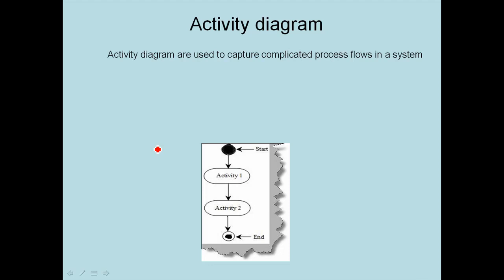Sometimes you also find scenarios where you need to show a pseudocode, or explain a pseudocode to your developer. At those moments your explanation can be pretty complex. I mean, there can be a lot of if conditions which you need to tell the developer. Then there can be a lot of parallel processing which you need to tell. So in those situations, an activity diagram is the way to go. So basically, activity diagrams are used to capture complicated processes in a system.